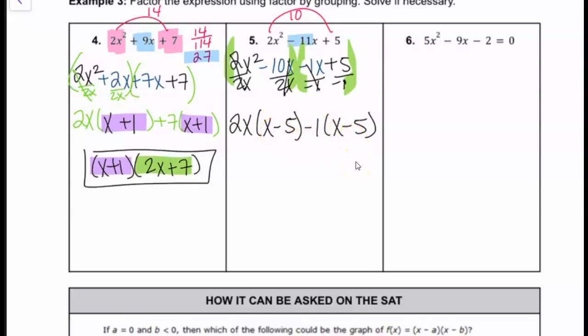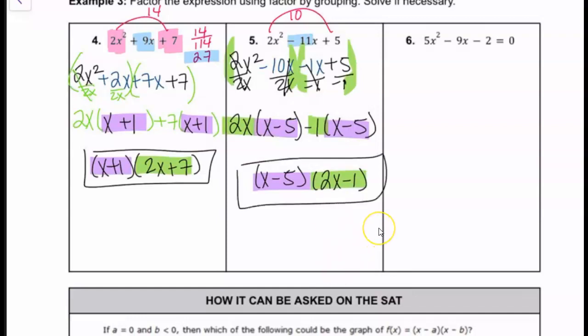So we're going to take our leftovers, the ones that should match, your x minus 5 and your x minus 5, and we're going to write that out as part of my answer. And then we're going to take my greatest common factors that I factored out, and that's going to be my other answer. 2x minus 1. Ta-da! And that is my answer, factor by grouping.